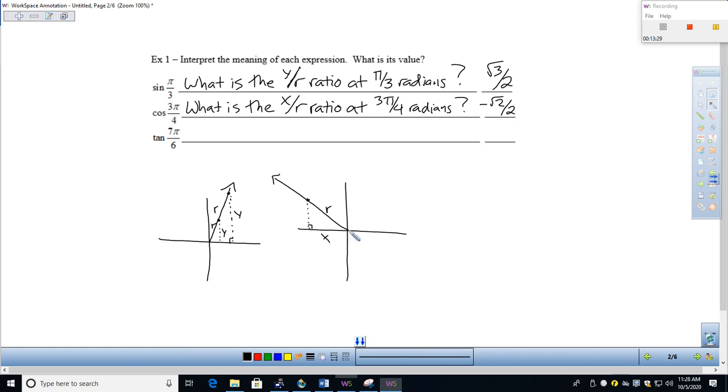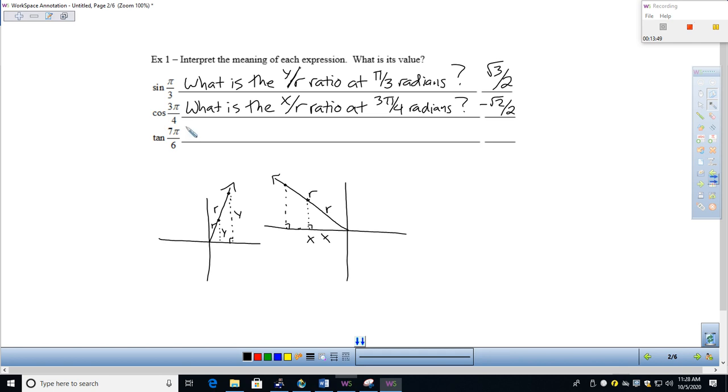So it's basically saying if I take this value, divide it by that value, I will always get negative root 2 over 2. And not to belabor the point, sorry, but could I have done that here? Could I have taken this x divided by that r, and would I have gotten the same darn thing? You bet.